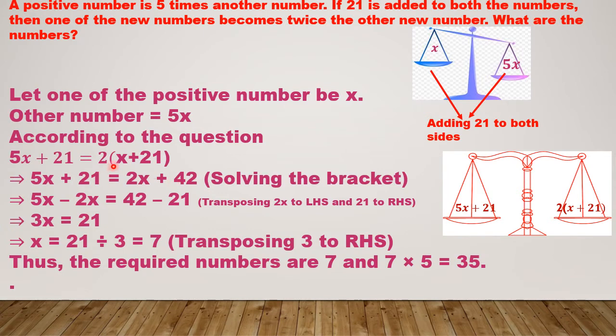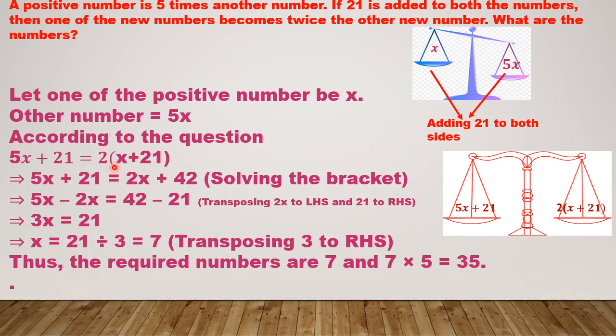Some of the children forget to put the bracket and they just write 2, then it means they are only multiplying 2 with x. But here we are multiplying the entire x plus 21 with 2, and x plus 21 is a single number. When you put the value of x, you will get a single number. So it means whatever is in the bracket is a single number, and then you are multiplying it with 2.